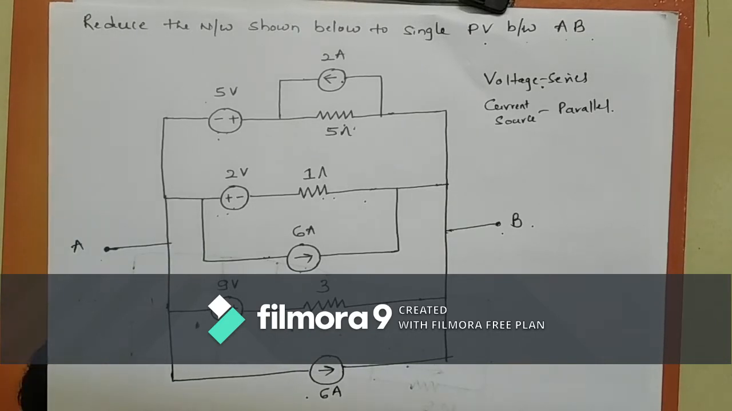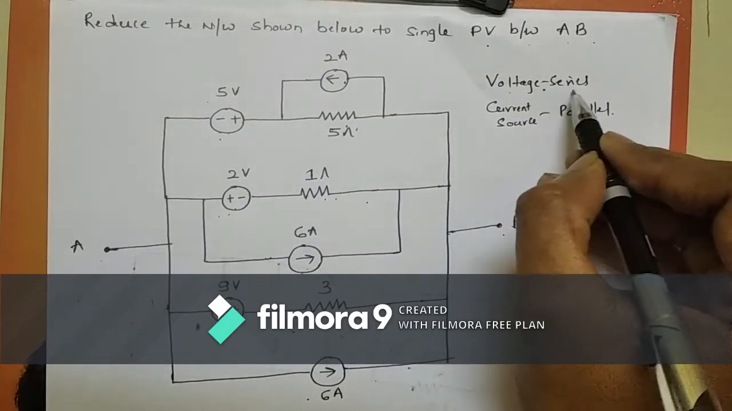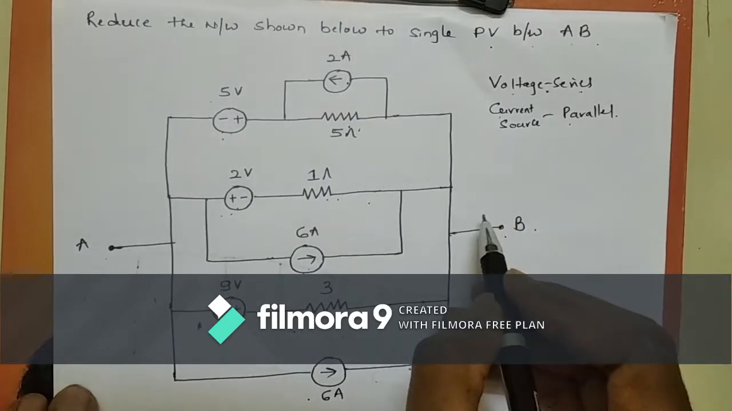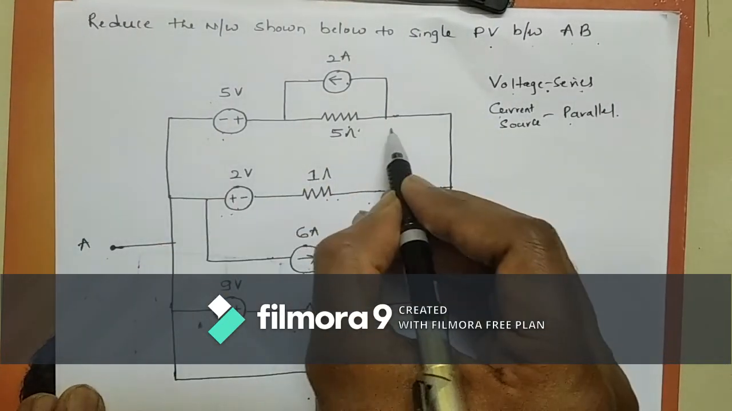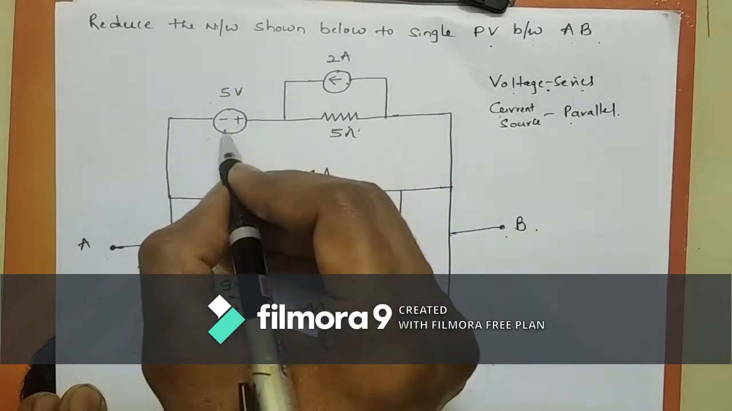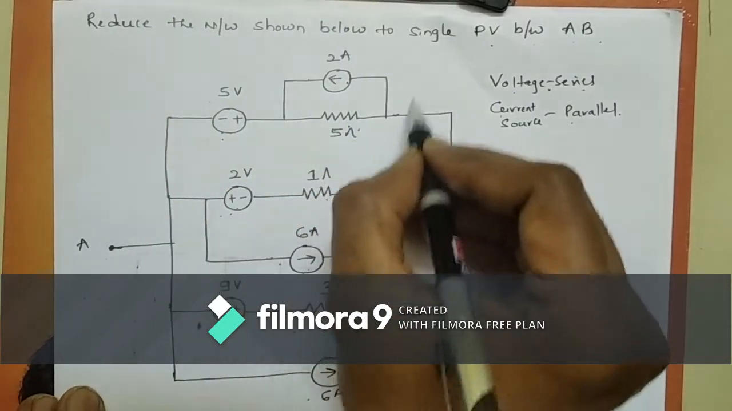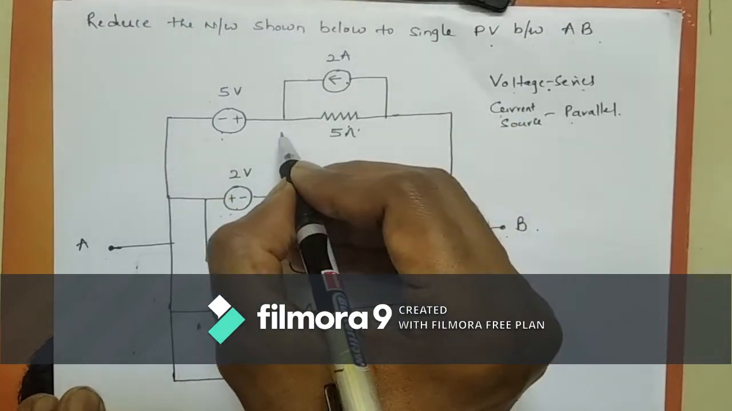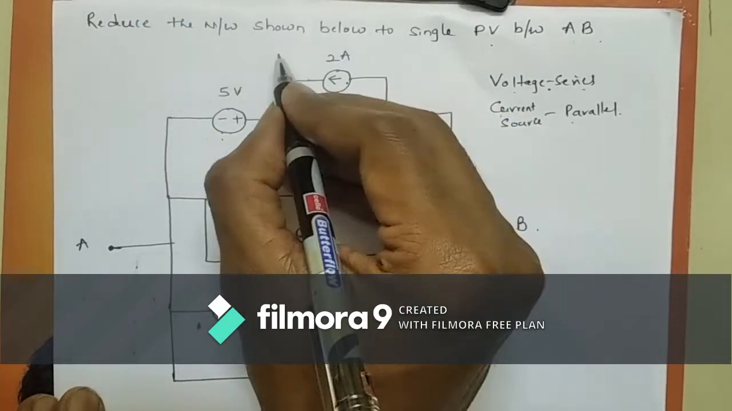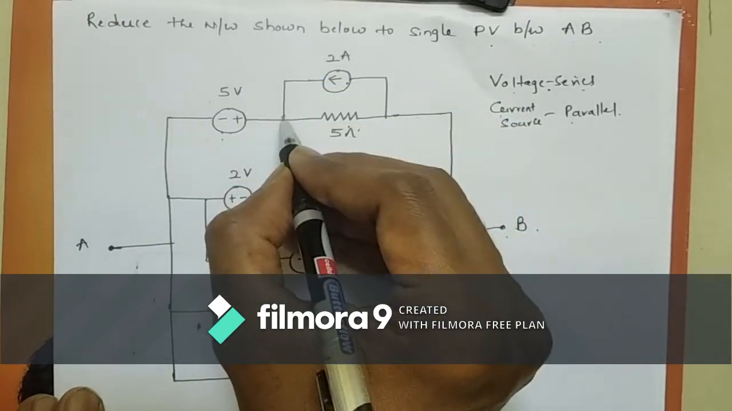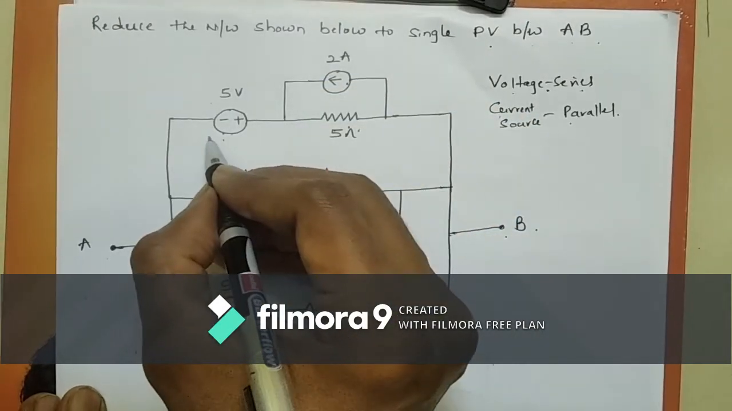As I already told, the rule here is you can reduce the network only when voltage sources are in series and current sources are in parallel. First I will start with this branch. In this branch I have this ideal voltage source and this practical current source. If you convert this practical current source into a practical voltage source, the resultant practical voltage source will be in series with this ideal source.